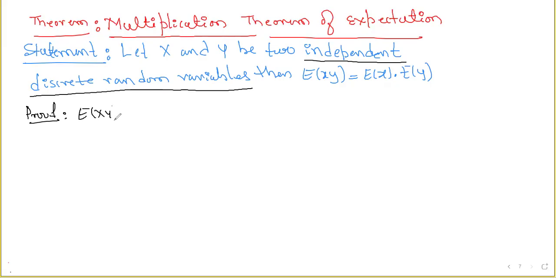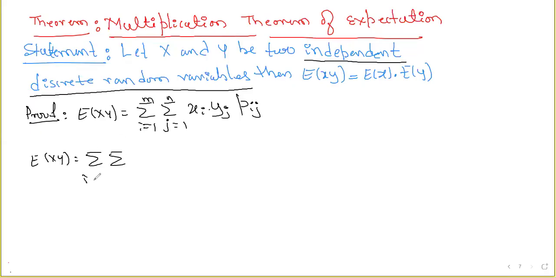So here expected value of xy is equal to summation i running from 1 to m and j running from 1 to n. Instead of g of xy, what we have here? xi into yj, then into probability of, this is nothing but our definition, right? So expected value of xy is equal to double summation i running from 1 to m and j running from 1 to n, xi into yj. So here this probability pij, right, it will be multiplied like this.